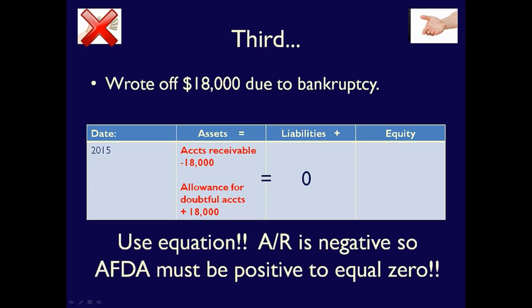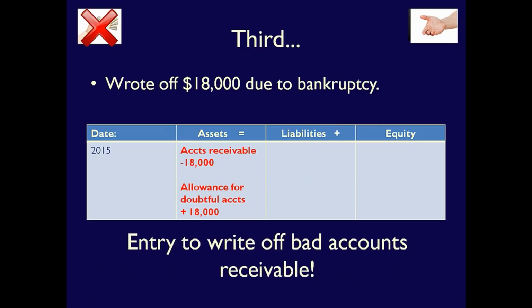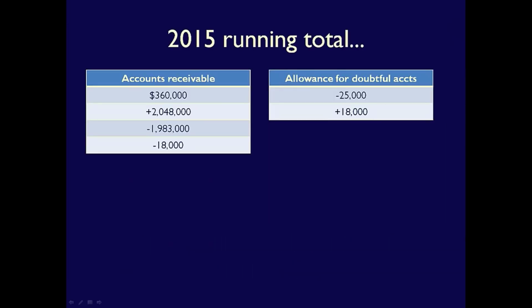Another way to tell that we need to put a positive is because we already have a negative against accounts receivable. If we use another negative, our equal sign in the accounting equation just won't work. So, our entry to write off the $18,000 is a negative to accounts receivable to reduce it and a positive to the allowance for doubtful accounts. Let's flow these entries through our running totals. Accounts receivable goes down, negative $18,000, and the allowance goes down, positive $18,000.